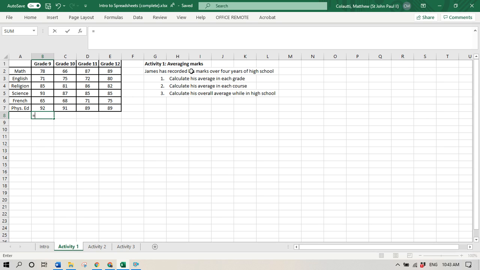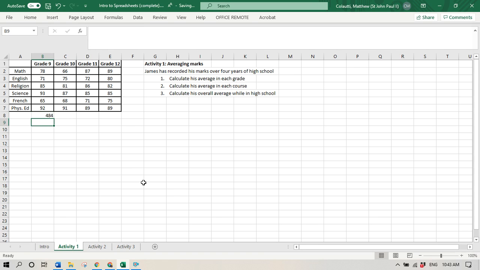So I'm going to type equals, and then click on this B2, then press plus B3 plus B4 plus B5 plus B6 plus B7. Press enter. So remember, equals is the key. You have to type equals. That's telling the spreadsheet you're going to do some math. That gives me a total of 484.